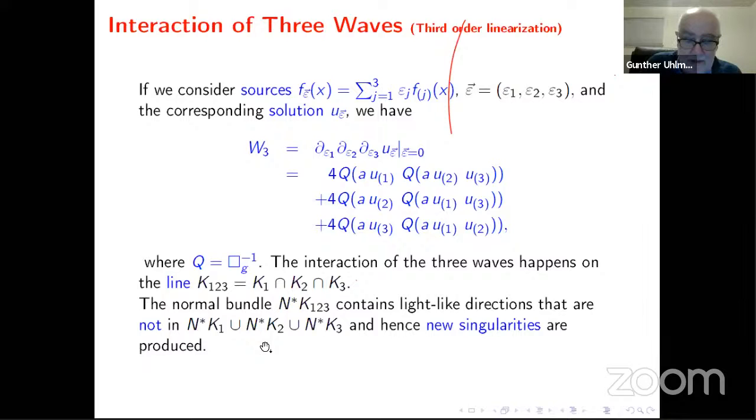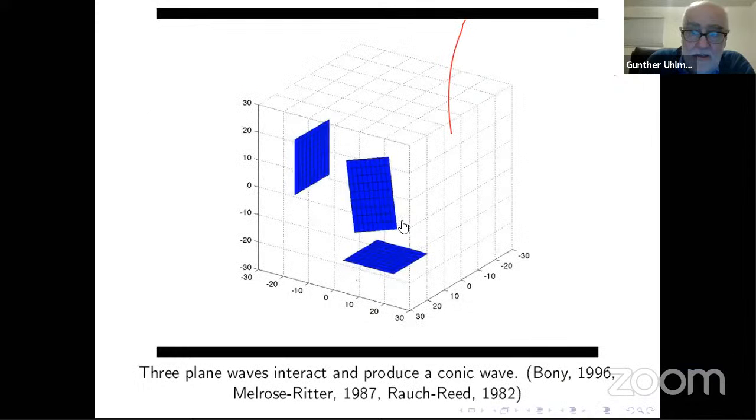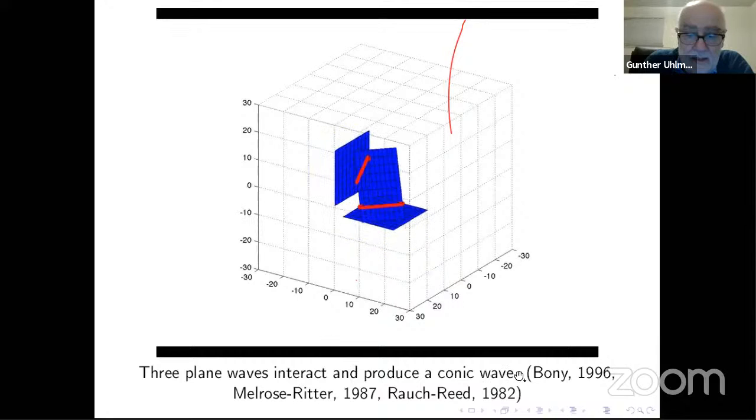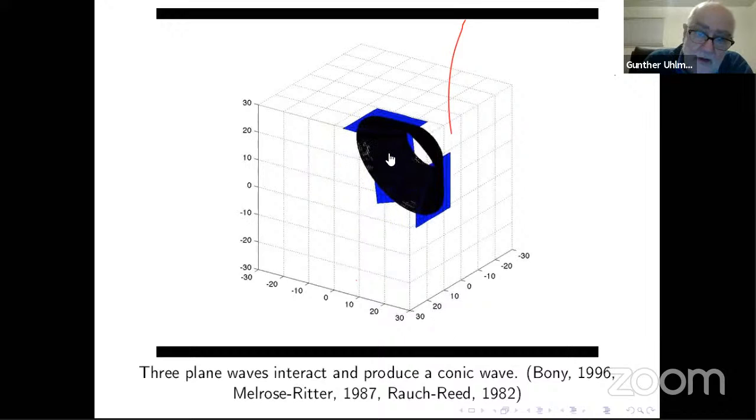It's very similar to what happens in a shock wave. In a shock wave, you have a line here, subsonic and sonic. And then because of the change in the speed here, a shock wave is produced. This is similar, it's not exactly the same, but it's similar to what happens. So a new singularity is produced in that case. So this is the case of three waves interaction, and the analysis of singularities has been done in the 2+1 dimensional case by Bony, Melrose, Ritter, and there are examples of Rauch and Reed. So a new wave, a conic wave, is produced in that case.